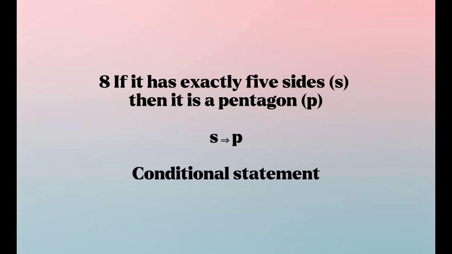So, for the last number, which is the number 8, if it has exactly 5 sides, then it is a pentagon. So, for the last sentence, we have again the conditional statement. So, as usual, let's write the first part, which is the S, and then the symbol of conditional, and then the second part, which is the letter P.